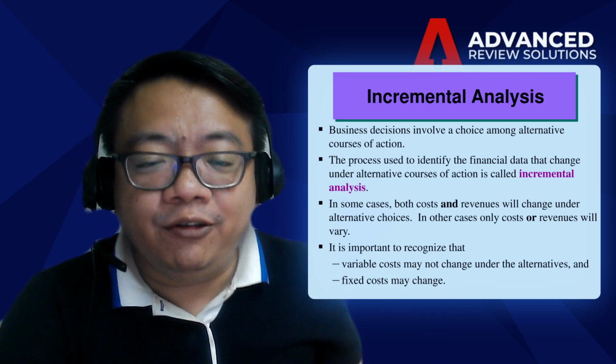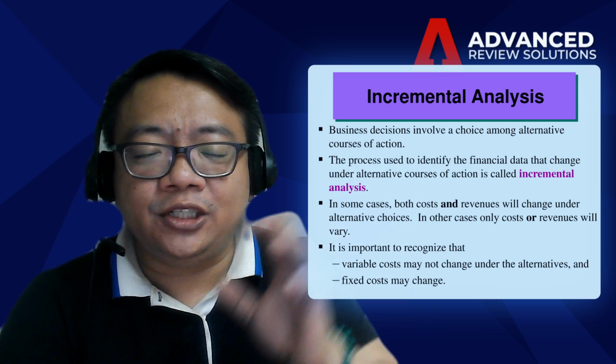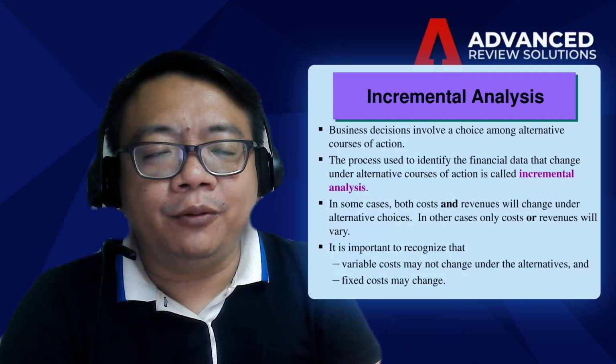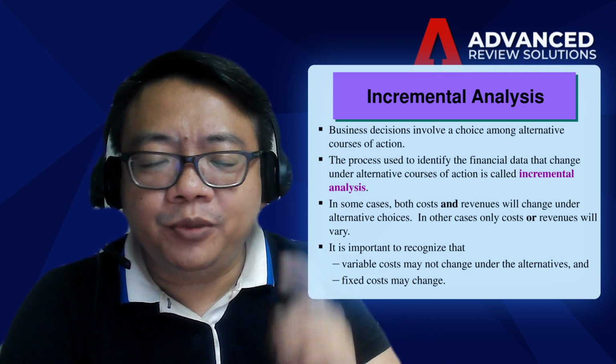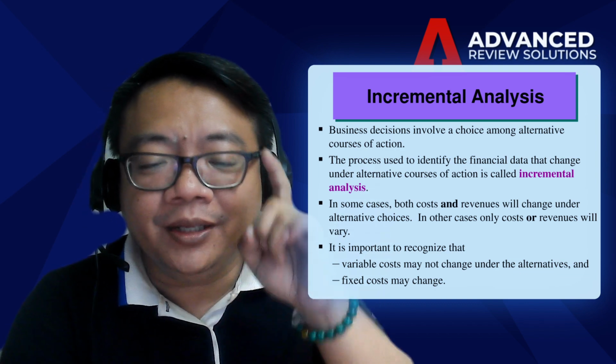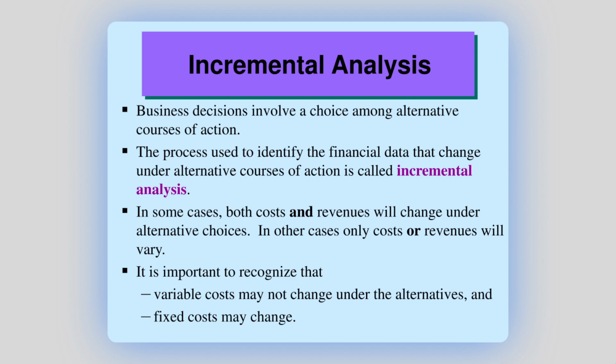We go back to our cost behavior. Ano nga sinabi ko last time? The variable cost per unit and the total fixed cost will not change, while the total variable cost will vary directly or proportionately, while the fixed cost per unit will vary inversely. Pero hindi na yan, class. It is important to recognize that variable costs may not change under the alternative courses of action, and the fixed costs may change. Meaning to say, hindi na tayo more on the cost behavior.